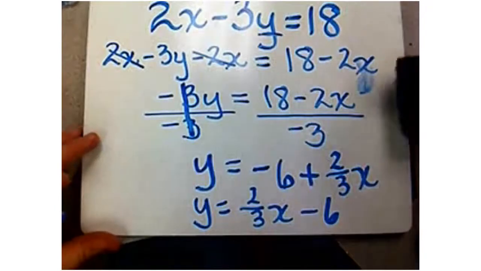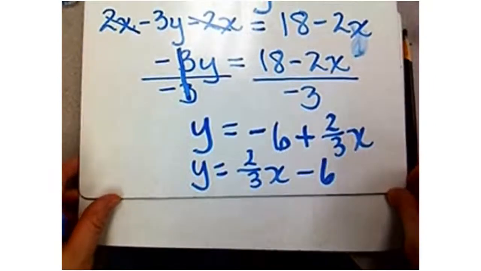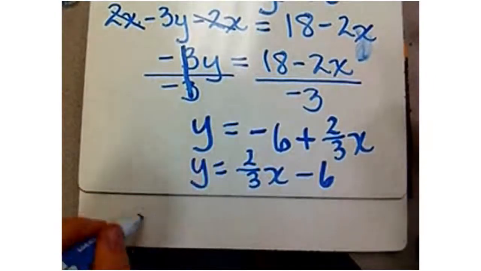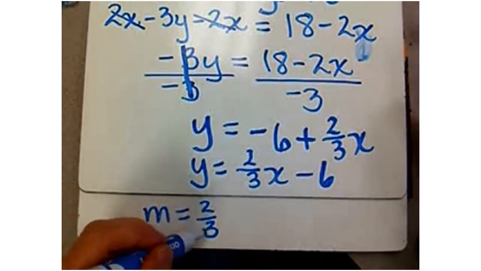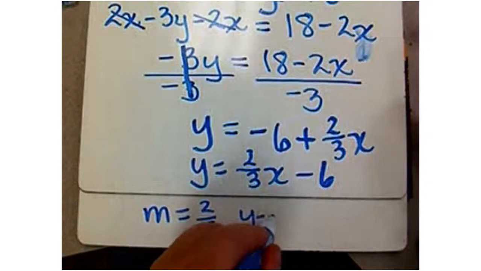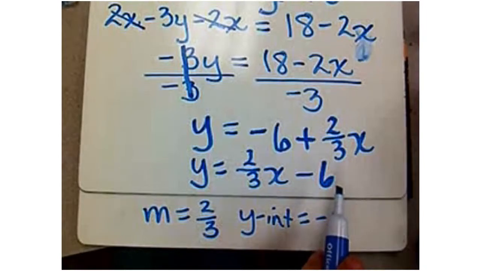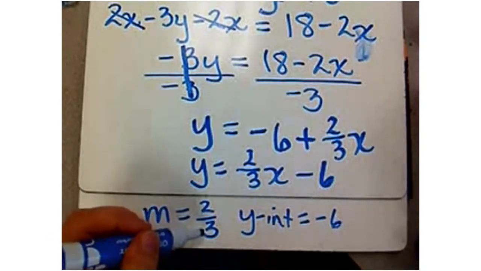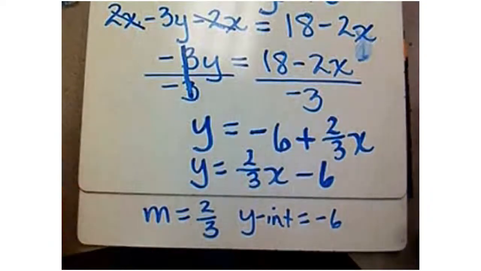So in this form, now we can identify the slope and the y-intercept. The slope is 2 over 3, or rise over run, up 2 and over 3 to the right, and the y-intercept is negative 6. So what this means is we start at negative 6 on the y-axis, and from that point we rise up 2 and go over to the right 3, because our slope is 2 over 3. And we do that, and then we connect the points, and we create our graph.